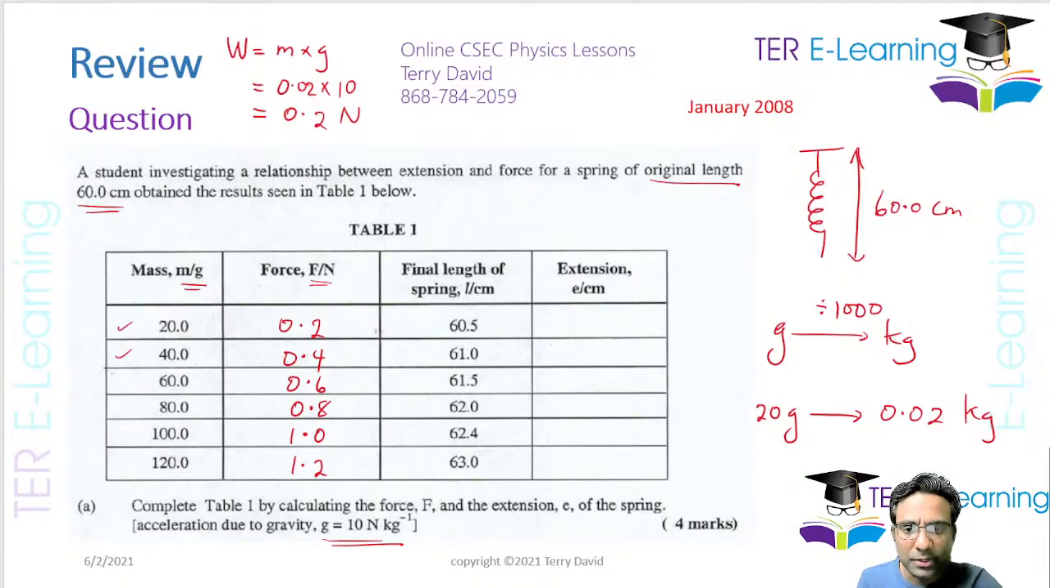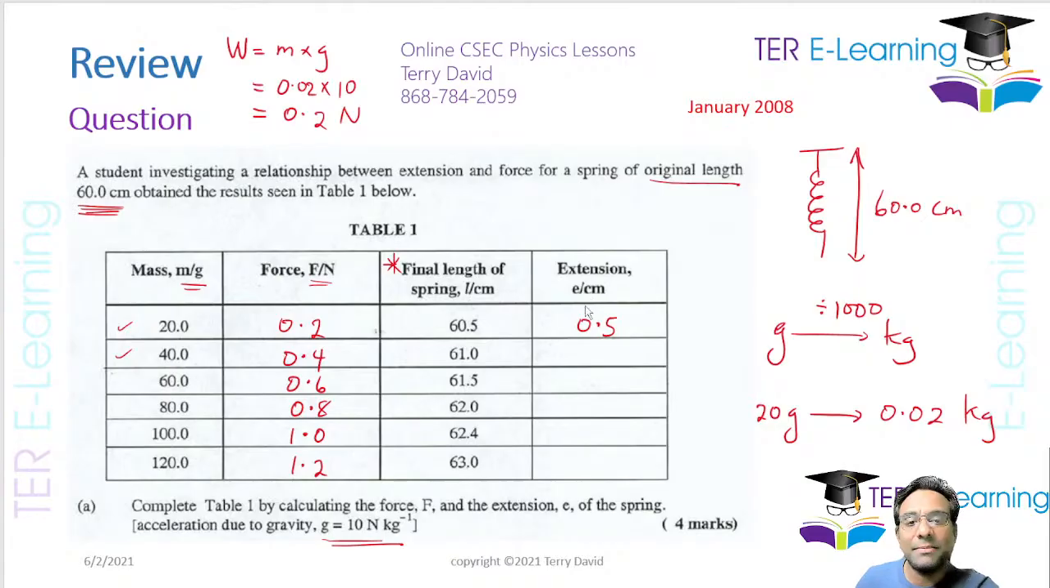Now, let's look at what we need to do now. We need to find the extension of the spring. Remember, in the question, they told us the original length of the spring. That's the length of the spring, whether we have anything on it or not. Once we have nothing on it, that's the length of the spring. So if I'm getting a final length, look at this, this is the final length, I'm getting 60.5. It means that the actual extension is really 0.5 centimeters. All I did there was take 60.5 and subtract 60.0, right?